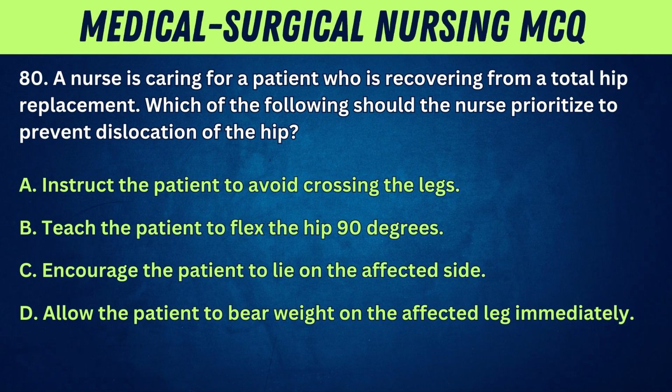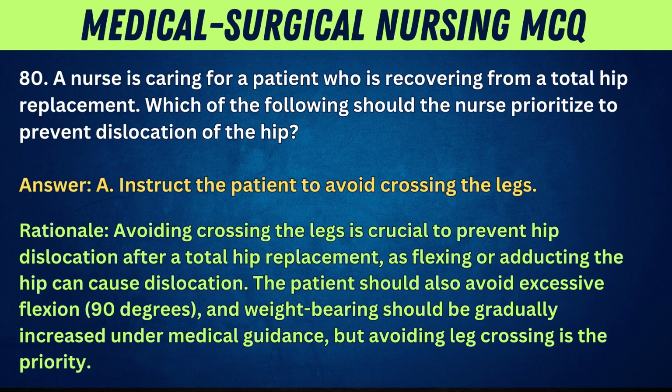Teach the patient to flex the hip 90 degrees. C. Encourage the patient to lie on the affected side. D. Allow the patient to bear weight on the affected leg immediately. Answer: A. Instruct the patient to avoid crossing the legs.